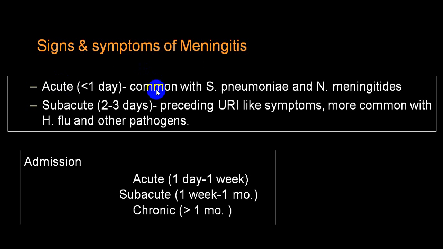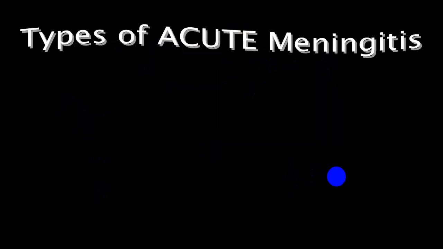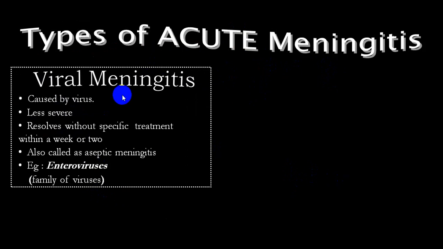As far as acute is concerned, the most common organisms are Streptococcus pneumoniae and Neisseria meningitidis. Among the subacute variety, H. influenzae is quite common. And depending upon the severity of infection, the person will have symptoms and signs. The most common acute infection is viral, which is less severe and usually resolves without specific treatment within a week or two. Usually it comes into a group we call aseptic meningitis, and the commonest organism is enterovirus.